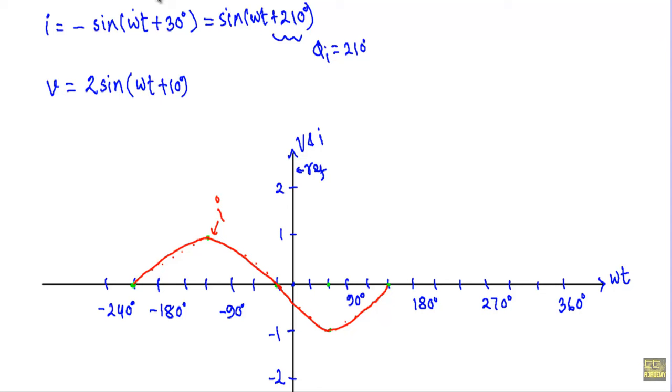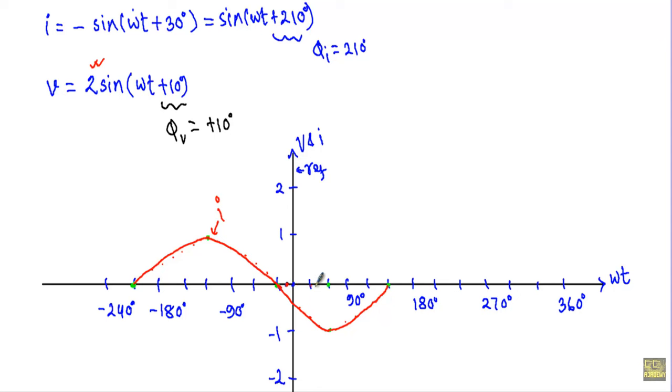Now look at the origin of the voltage. Here you will see phase angle phi v will be equal to plus 10 degree. That means the origin of this voltage will be only 10 degree ahead of the reference axis. So this will be the origin of the voltage. With respect to this point or origin, after 90 degree I will get positive maximum of this voltage. Positive maximum will be plus 2.